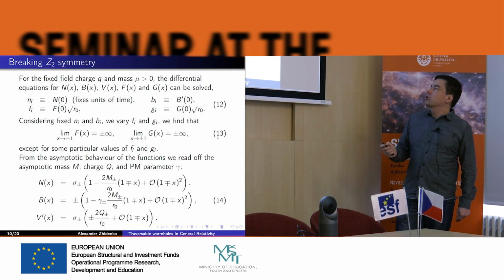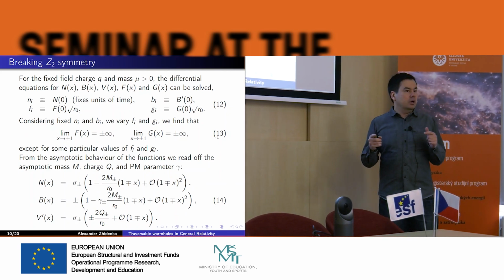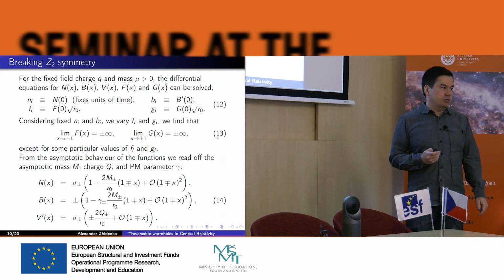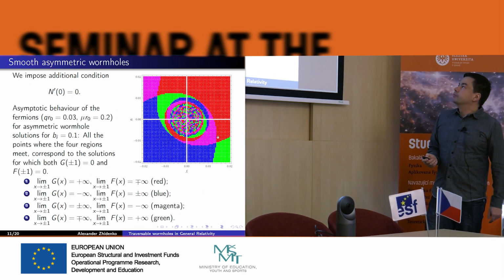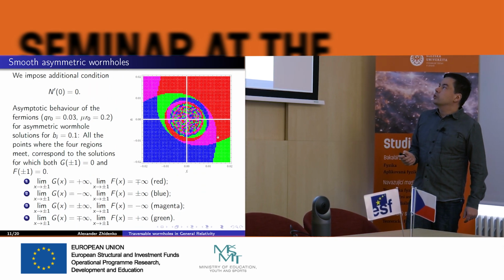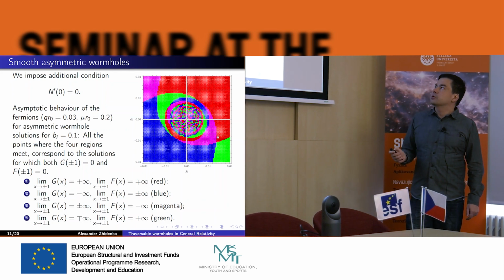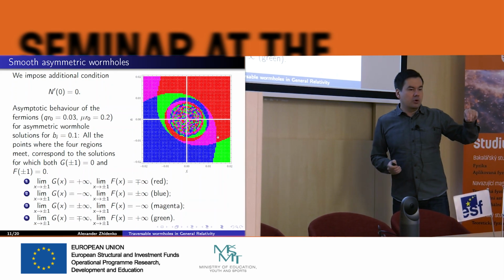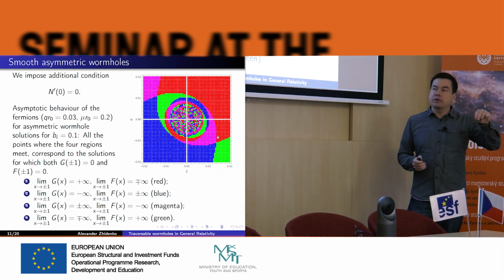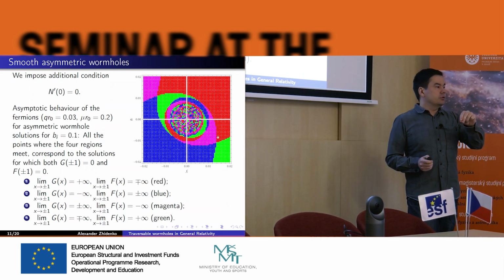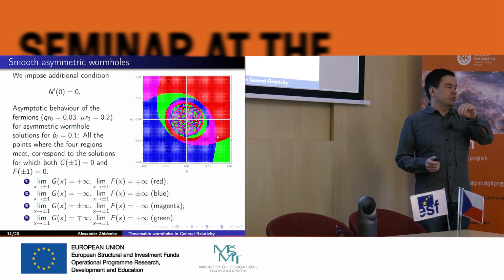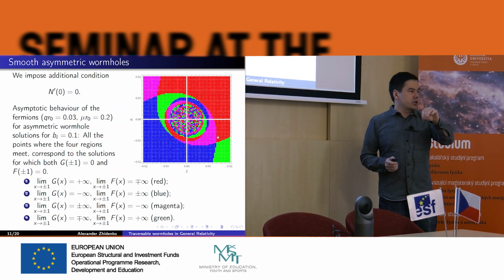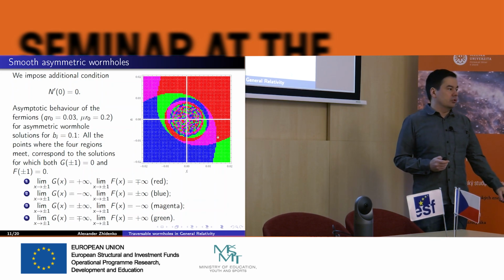As bi grows, we have a configuration more different from the extreme Reissner-Nordstrom. Well, and we also impose this additional condition, which means simply that if we put an observer, or let's say anything, at the throat, it will not experience force if it stays there. So it's like a free-falling observer, a stationary free-falling observer at the point of the throat.